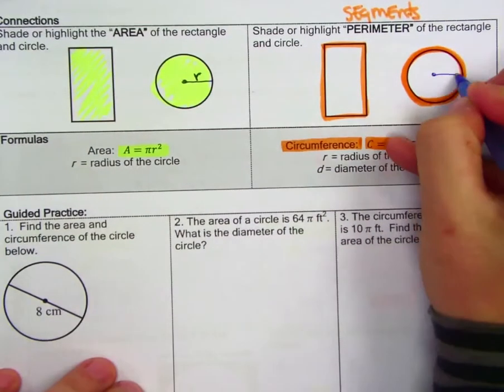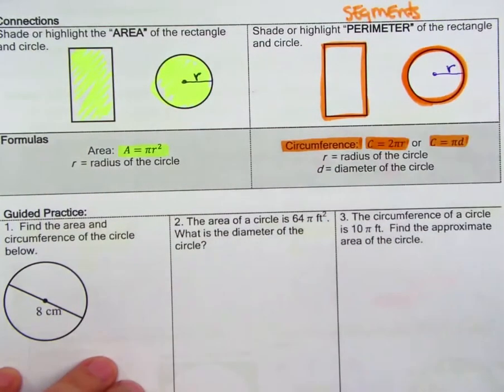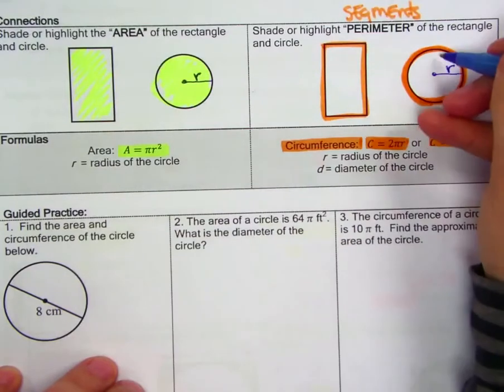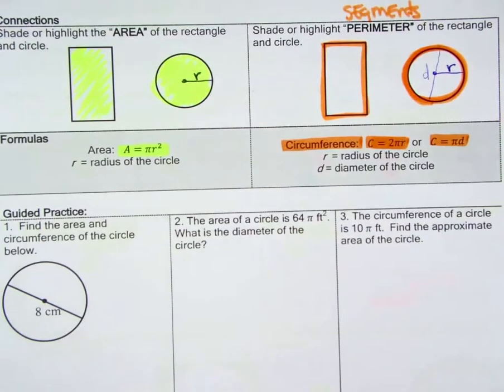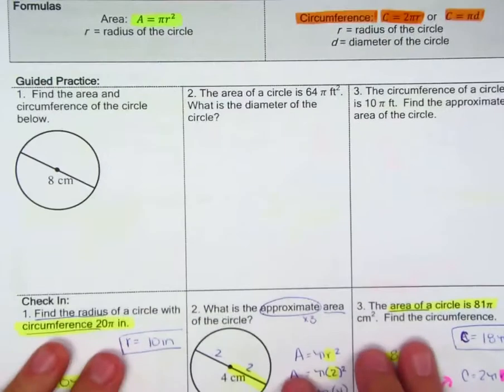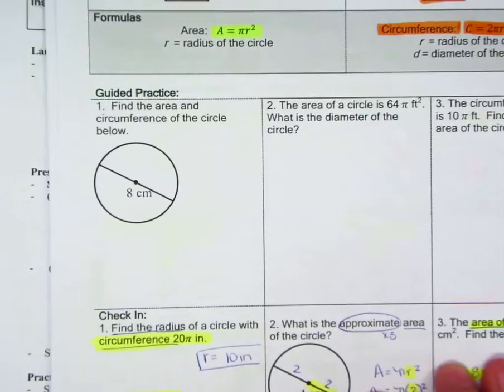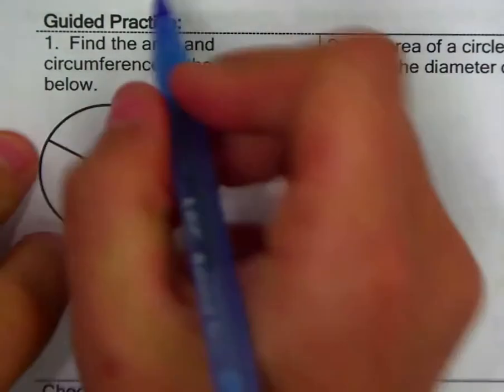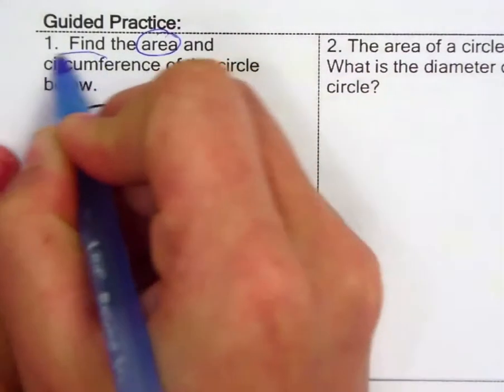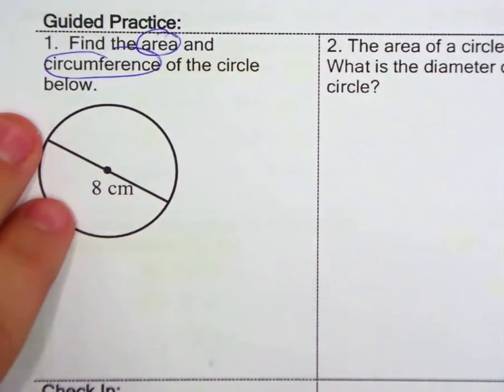I like to use 2 pi r, where r is the radius. Other option is pi d, where d is the diameter. All right, so let's do these 3 questions very quickly together. We're going to find the area and the circumference of the circle below.